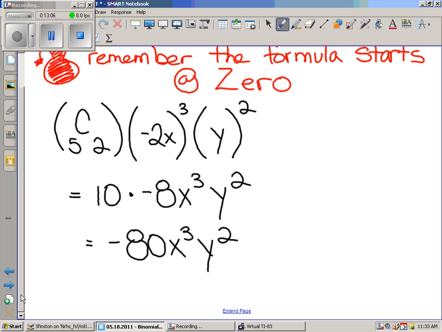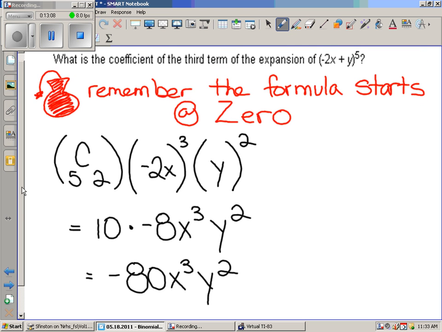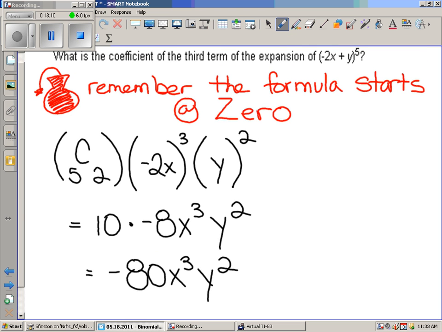And in the question itself, it said, find the coefficient. You know what the coefficient is? That. That's the coefficient we're looking for.